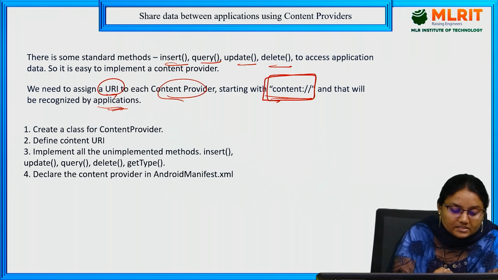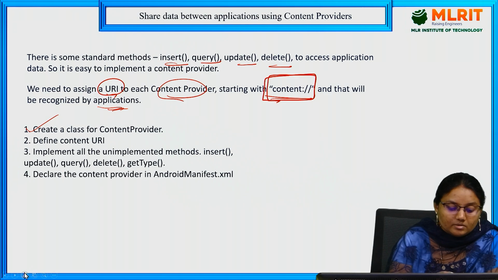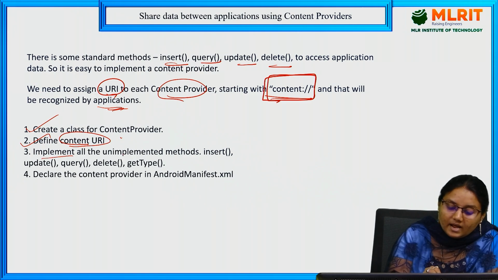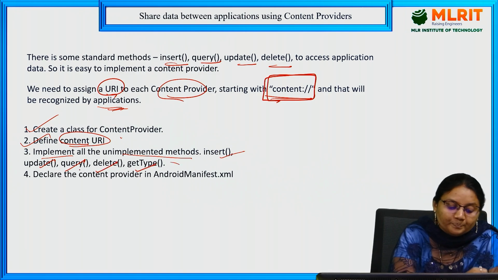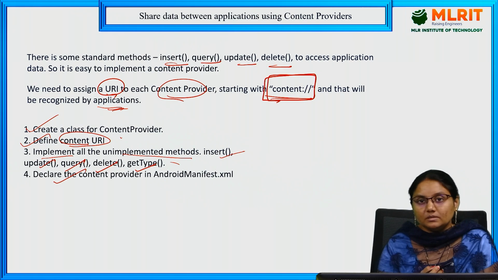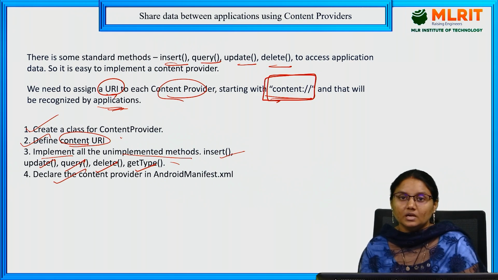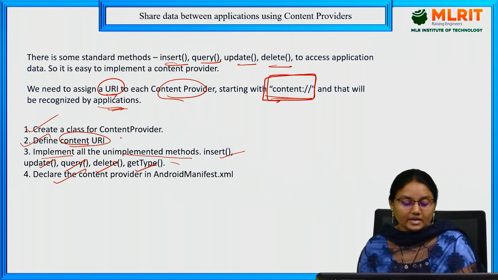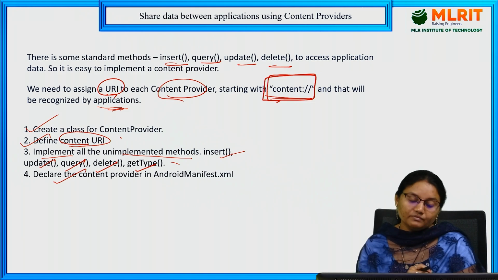Create a class first. These are the steps you need to know for the content provider. First, you need to create a class for the content provider. Define the content URI. Implement all the unimplemented methods like insert, update, query, delete, getType, all these methods, which we have discussed in the previous slide. So implement them. Then declare the content provider in the manifest file. In the manifest file, we have seen how to make the changes for SMS manager, contact manager, and setting the wallpaper. Like that, you have to declare it for the content provider also in the Android manifest file.